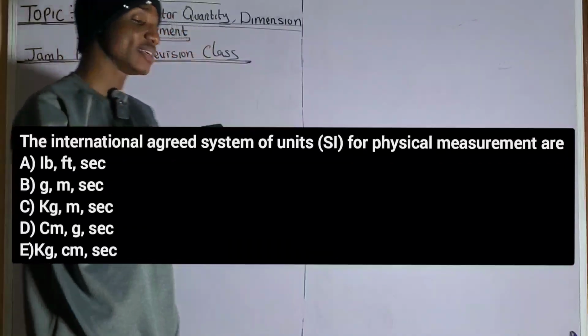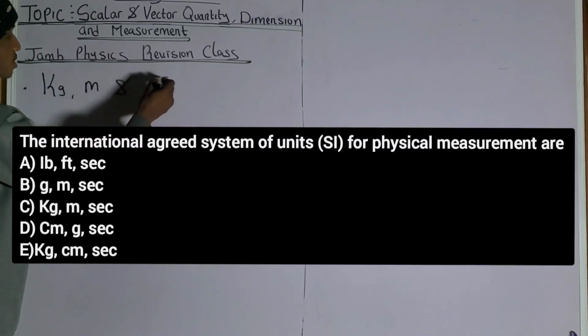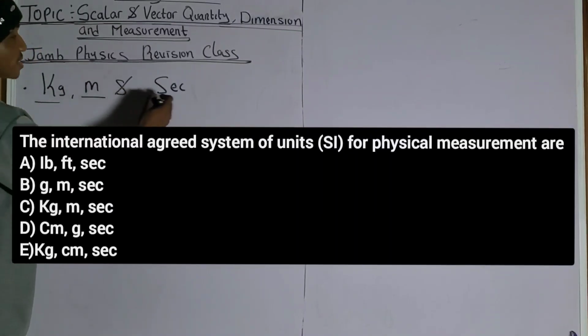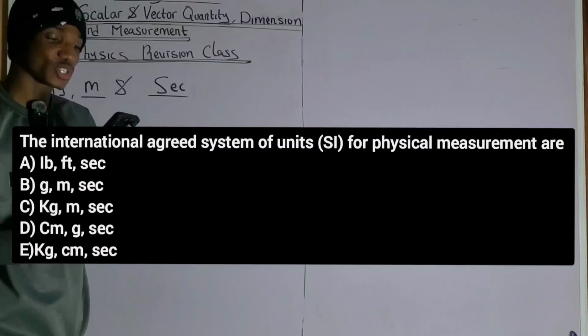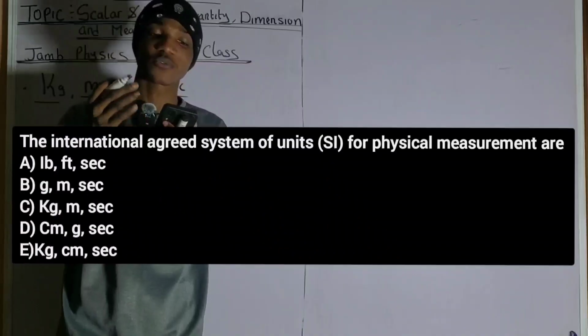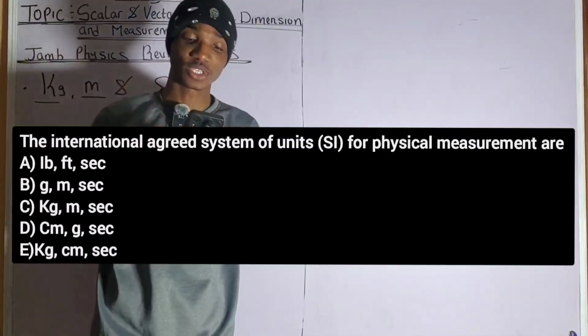Don't forget that the basic units that we have are kilogram, meter, and seconds. Are you getting it? This is it. Kilogram, meter, and seconds. And the right option to that question is option C. The first option was disqualified because of the presence of pounds and feet. They are not international agreed system units, you understand?